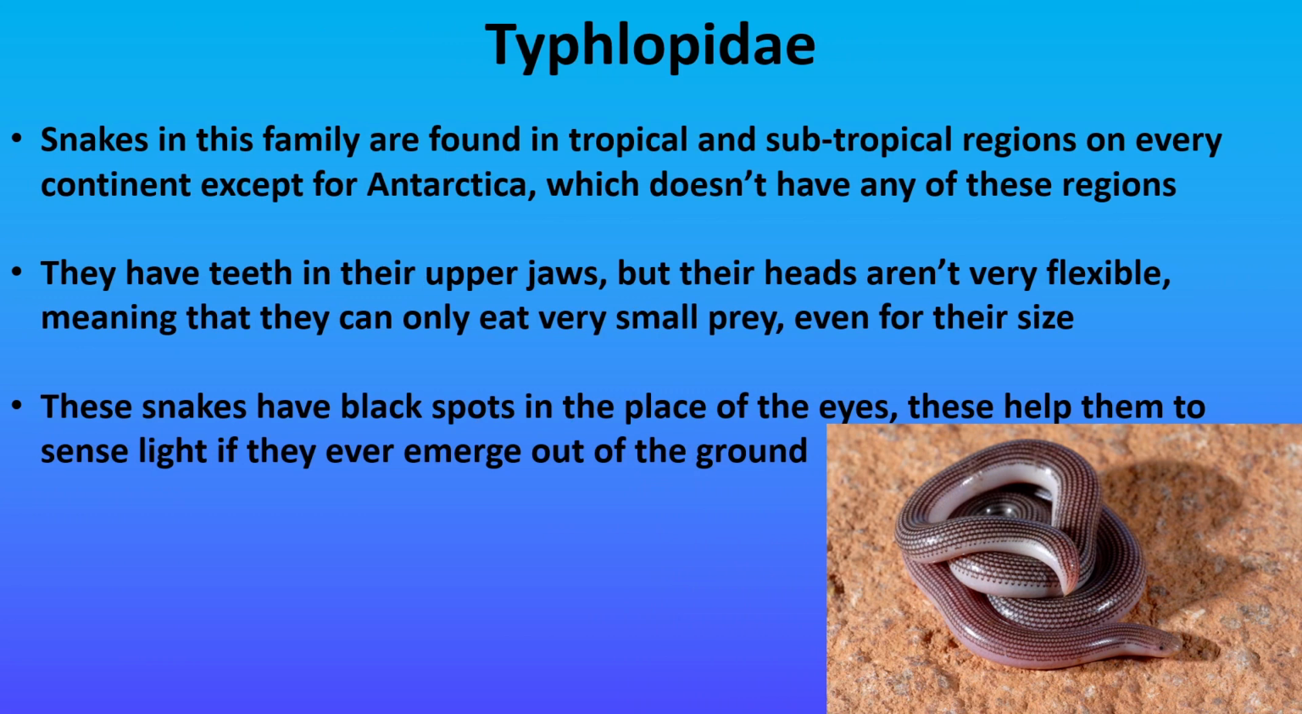Next are the Typhlopidae, and snakes in this family are found in tropical and subtropical regions on every continent except for Antarctica, which doesn't have any tropical or subtropical regions, so they are not found there. They have teeth in their upper jaws, but their heads aren't very flexible, meaning that they can only eat very small prey, even for their size. These snakes have black spots in place of the eyes. These help them to sense light if they ever emerge out of the ground.